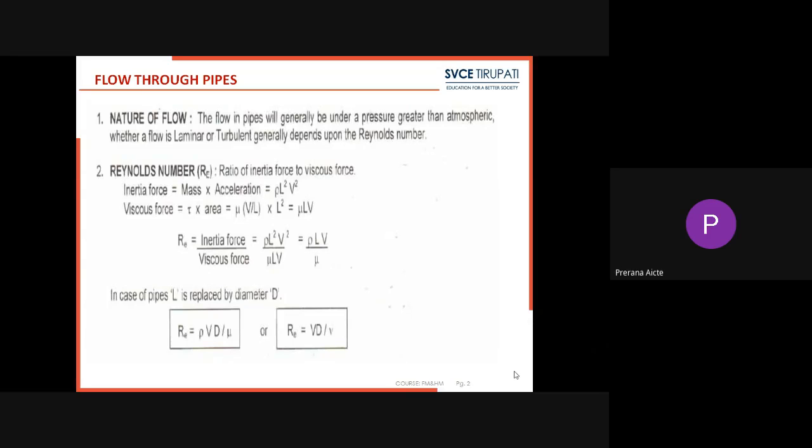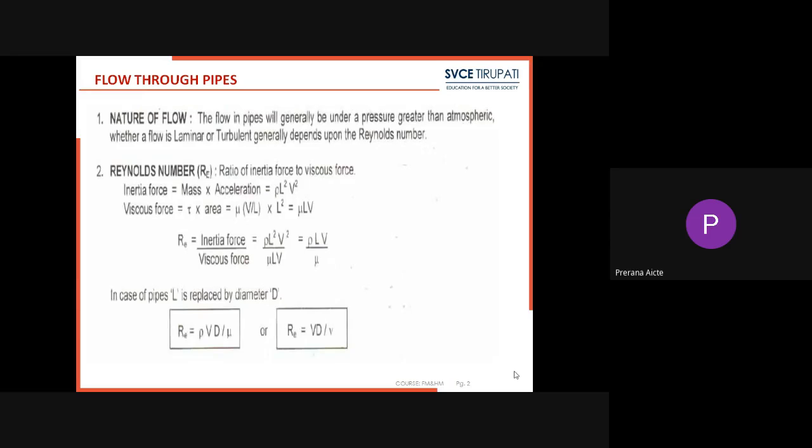First of all, let us know the nature of flow. The flow in pipes will generally be under pressure when compared with the atmospheric pressure. Usually, the actual or external pressure acting on the water will be more than the atmospheric pressure. Whether a flow is laminar, turbulent or transition, all types of flows mainly depend upon the Reynolds number.